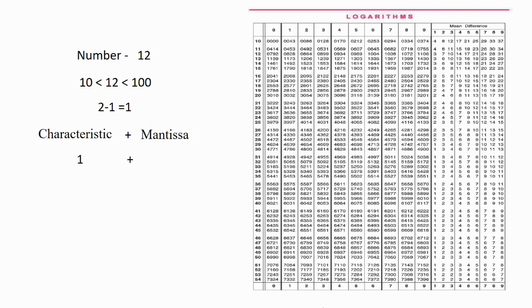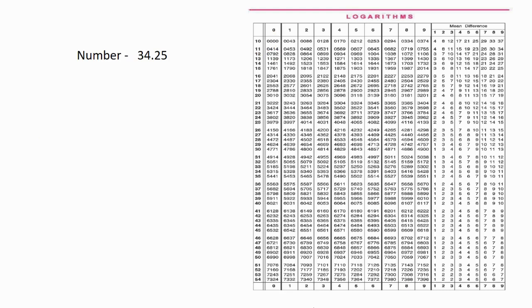Now let's find the mantissa value directly. You can see that in the very first column of the logarithmic table we have 12. From this 12 we find the value under the zeroth column, which comes out as 0.0792. When I add the characteristic to the mantissa, the log value comes out to be 1.0792. Similarly, let's take one more example.